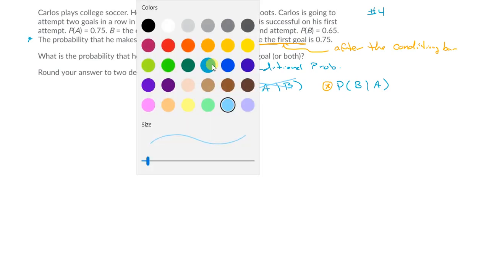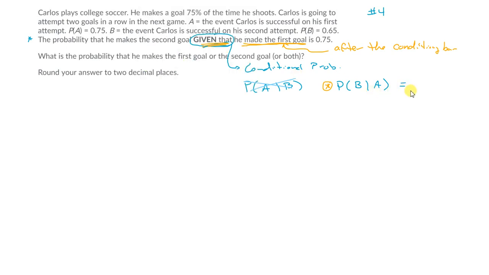So what is probability of B given A? They're telling us it is 0.75. Okay, so that's one fact they're giving us. What other facts are they giving us? They're giving us the individual probabilities. P of A by itself is 0.75, and probability of B by itself is 0.65.